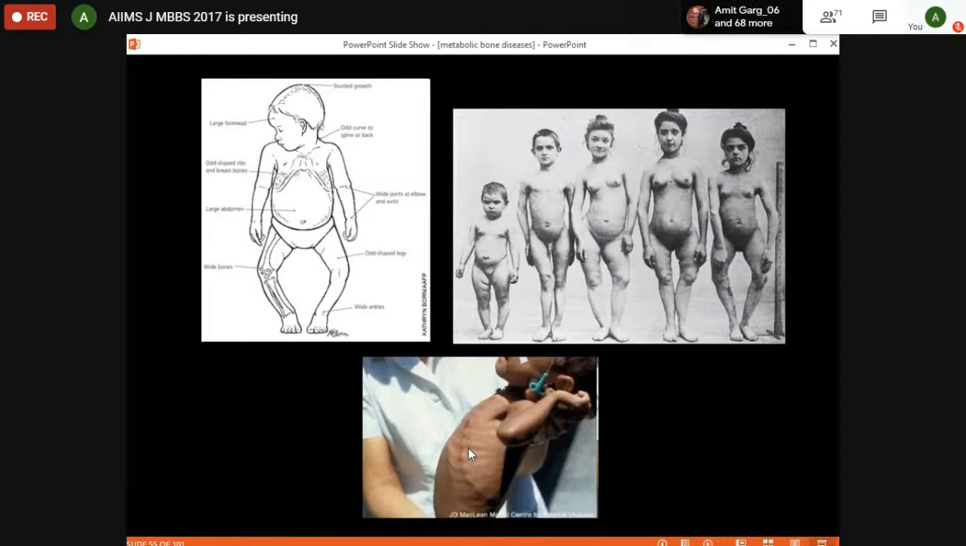These are the children who are showing rickets problem. In all these children, you can see the bowing of legs, rachitic rosary, and stunted growth. Here you can see a picture of a small infant showing a rachitic rosary.